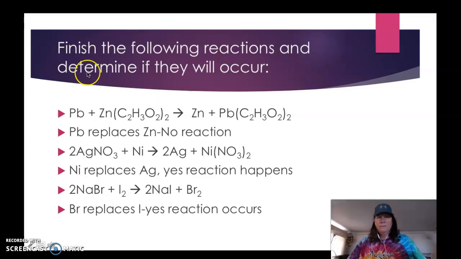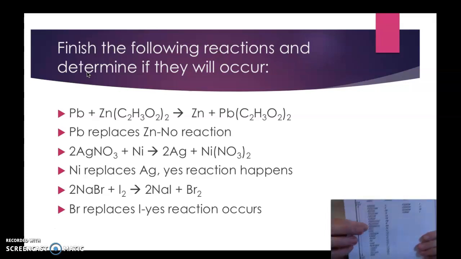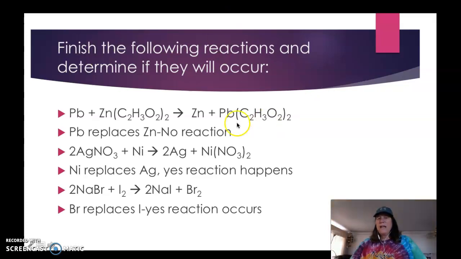Sorry, I said that backwards. So here's lead and here's zinc. I don't know if you can see that, but zinc is above lead, so this reaction is not going to happen because lead is less reactive than zinc.